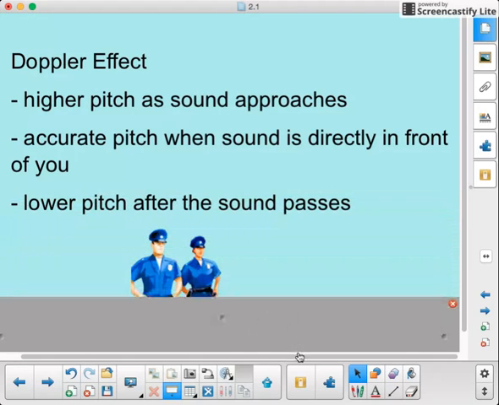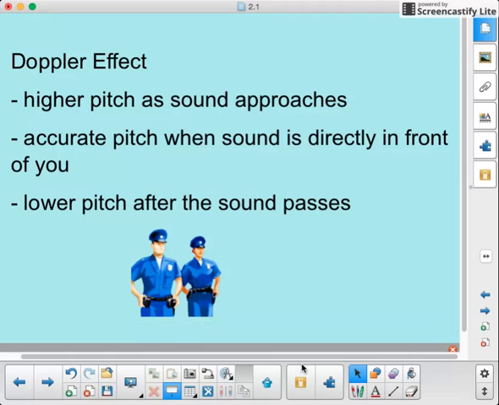So if that siren has passed and is moving away from your ears or your house, then you're going to hear a lower pitch. So the source of the sound is actually emitting the same pitch the entire time, but depending on whether it's moving toward you or away from you, the frequency changes as the waves are closer together or more spread out, and you hear a different pitch.